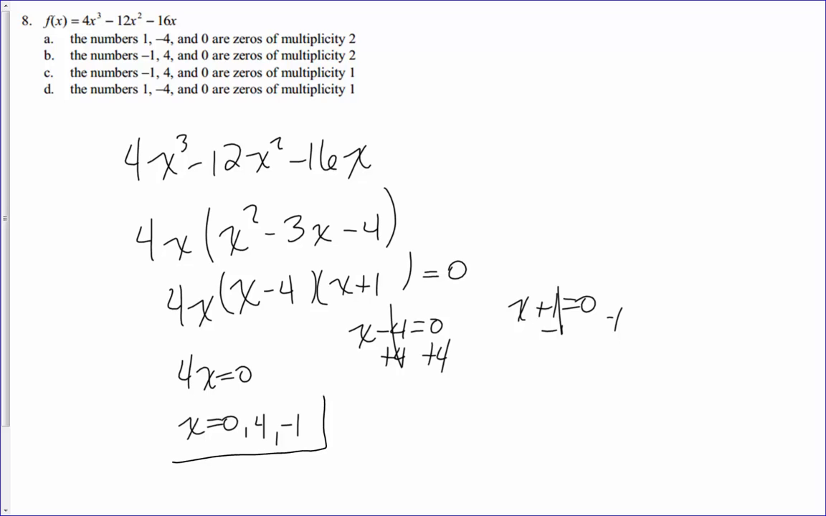So there's our 3 zeros. Since they only occur one time, and what I mean by that is you can only get the 0 one side of these, you can only get the 4 one side of these, you can only get the -1 one side of these. So therefore, they only occur one time, so they have a multiplicity of 1. So it looks like the answer is C. -1 for 0, and the multiplicity is 1.